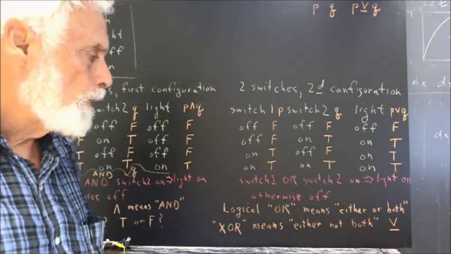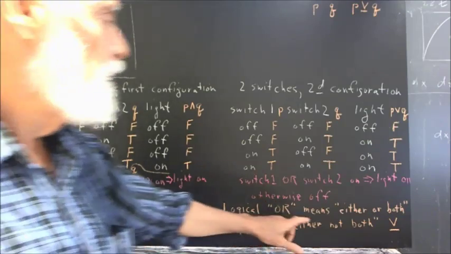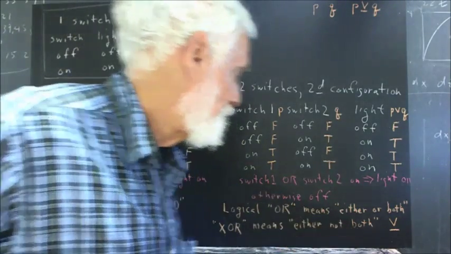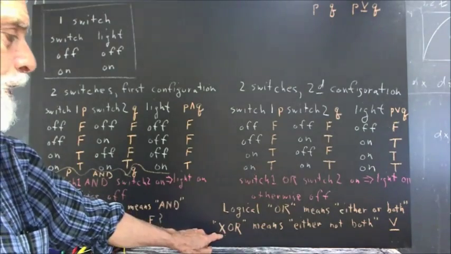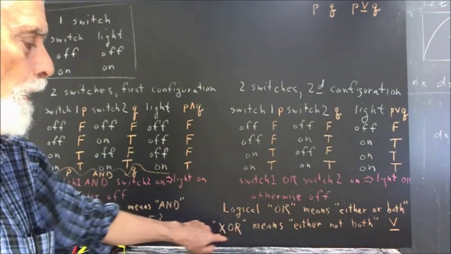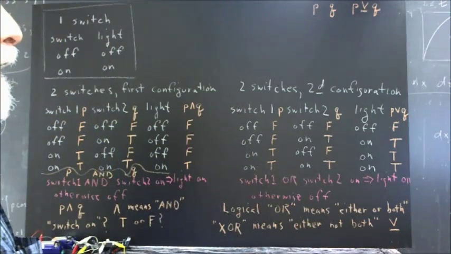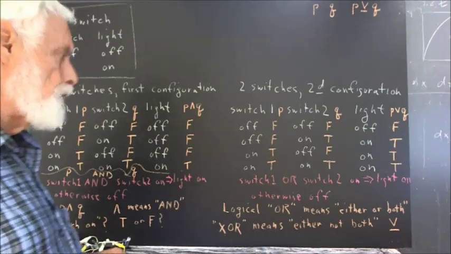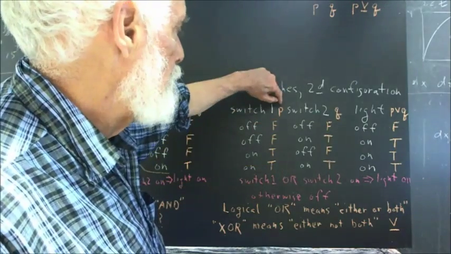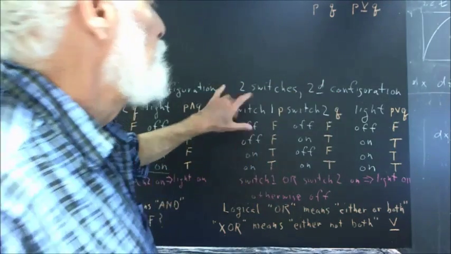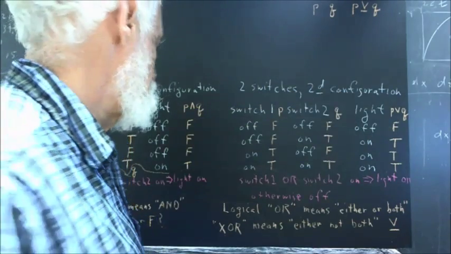Now, the way OR is often used is either but not both. Well, that logically is called our exclusive OR, XOR, exclusive OR, and it's indicated by this symbol. So let's just do a table using the P and Q. We don't have to talk about switch 1, switch 2.